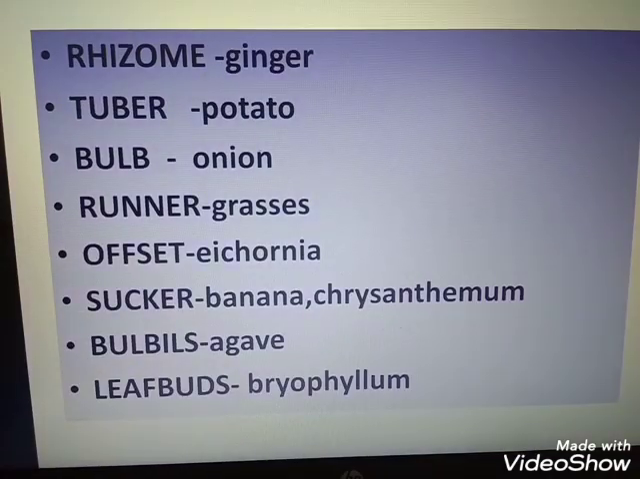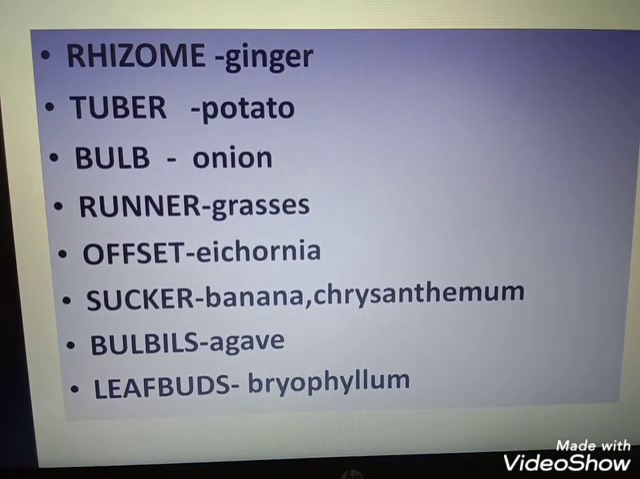Okay. So the first one is rhizome. Underground flattened and horizontally growing stem is known as rhizome. So it possesses nodes, internodes, scale leaves, buds and adventitious roots. Examples for this rhizome are ginger and turmeric.